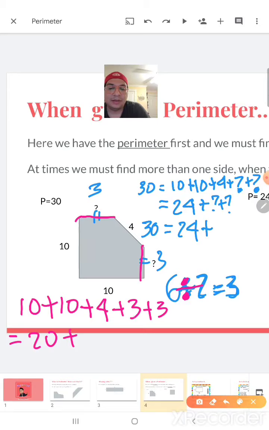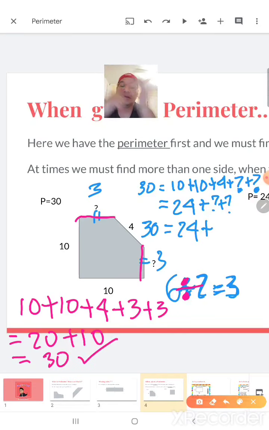4 plus 3 equals 7, plus 3 equals 10. So we know that 20 plus 10 equals 30. Yep, works out. Check my work. All I do is go and check my work, one more step to make sure I got this right. So that's how you solve that one there.